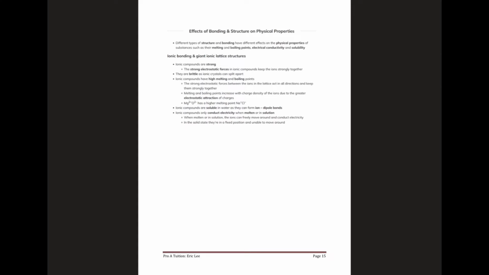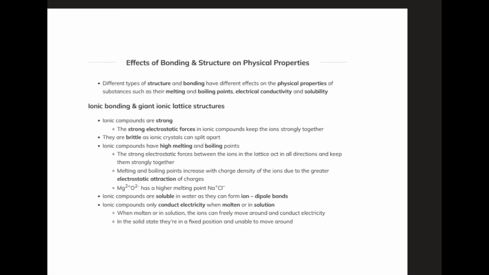Okay, so we have learned lattices. We have learned ionic, covalent, and metallic lattices. Now let's see the effect of bonding and structures on physical properties. Of course, bonding is chapter 3, the structure itself is chapter 4, and we want to see the effect of chapter 3 bonding and chapter 4 structures on physical properties.